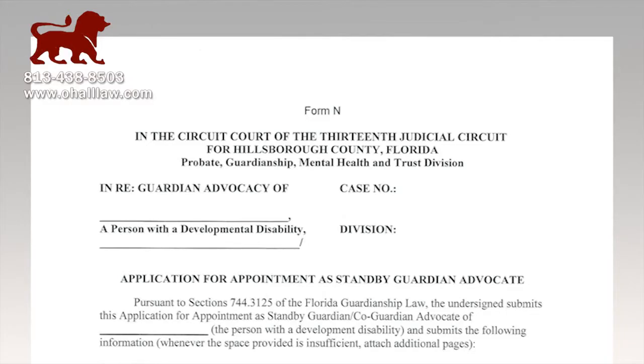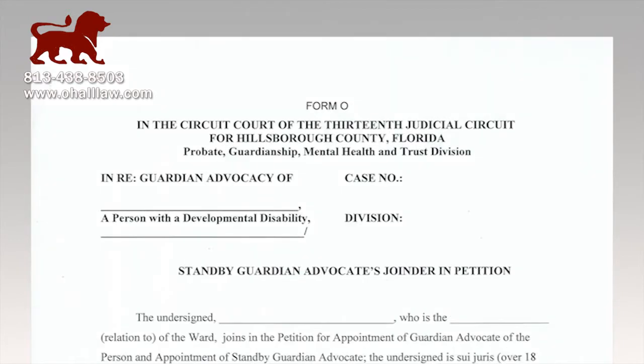All right, the miscellaneous forms that you need to be aware of. If you want somebody to be named as standby, then there's the application for appointment of standby guardian advocate. There's a joinder that they will sign off on when you file the petition. So that's for the standby guardian. And then finally, there's a notice of filing.